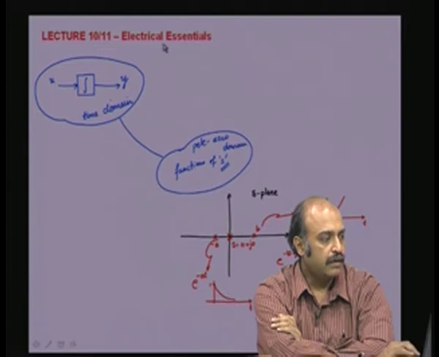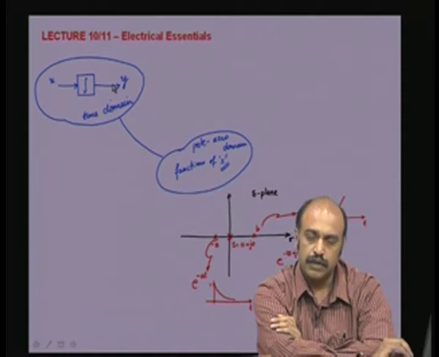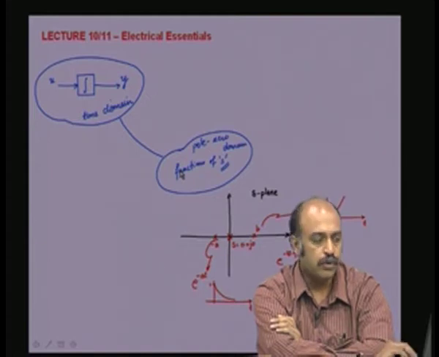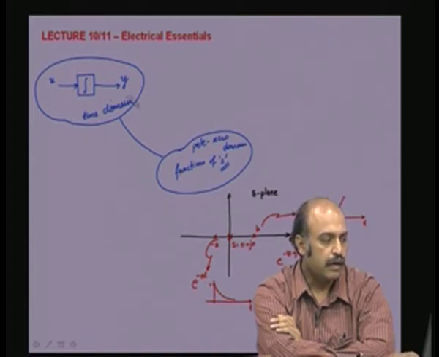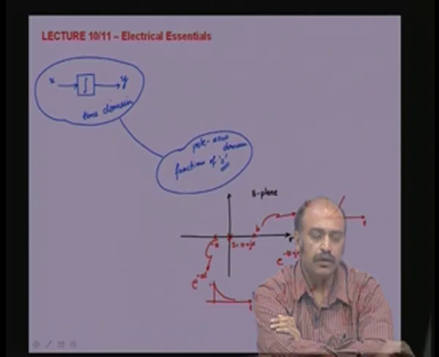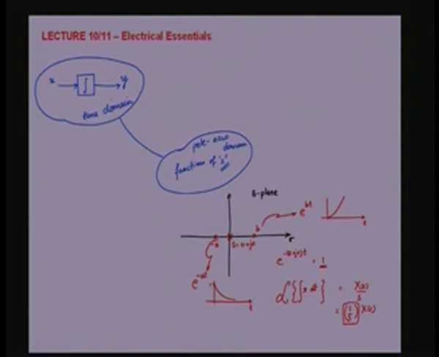In lectures 10 and 11 of the electrical essentials, we are talking of the same system, which can be represented in the time domain, which can also be represented in the pole zero domain, and how we move about these domains, and what its significance is in the other domains. These are issues that will be dealt with.